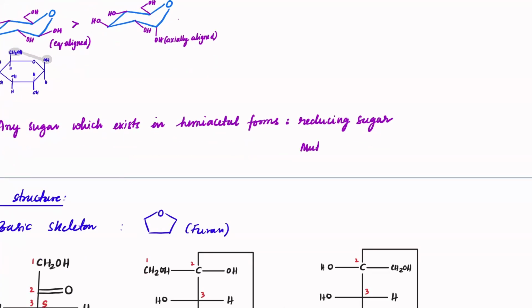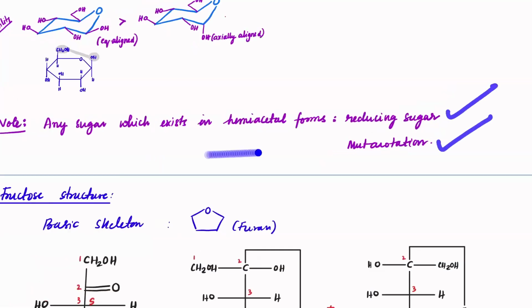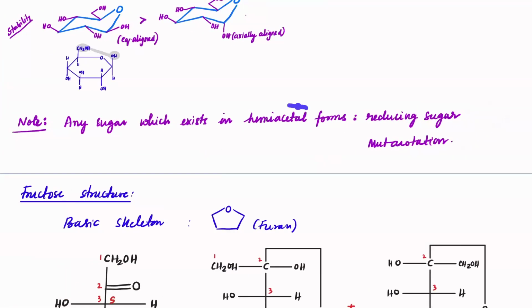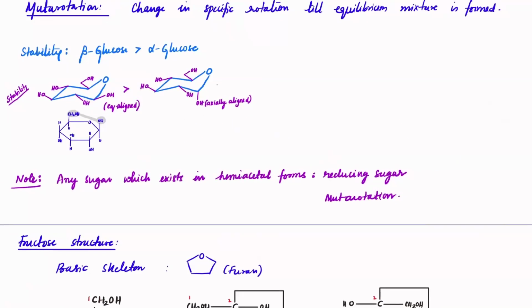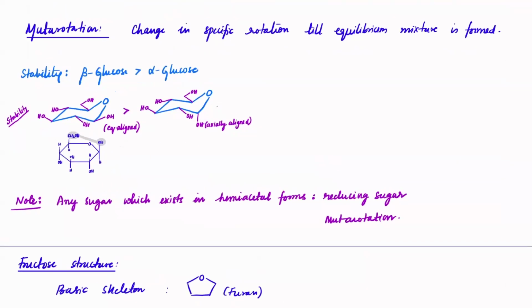At the same time, it will show mutarotation. So if a sugar has to show any of these two properties, reducing sugar property or mutarotation property, what is the one thing that we will check? Whether it exists in a hemiacetal form in its cyclic structure or not. So if it exhibits hemiacetal form, that means it will show these two properties. Everybody clear?